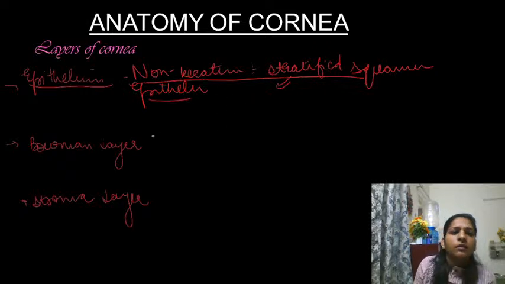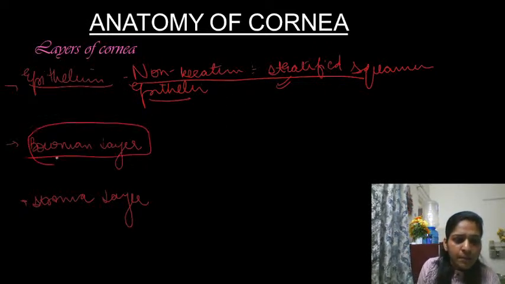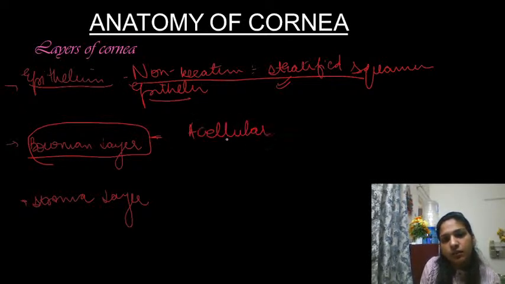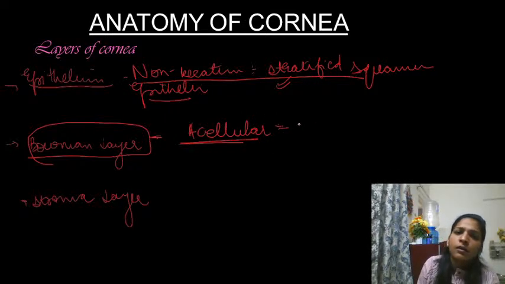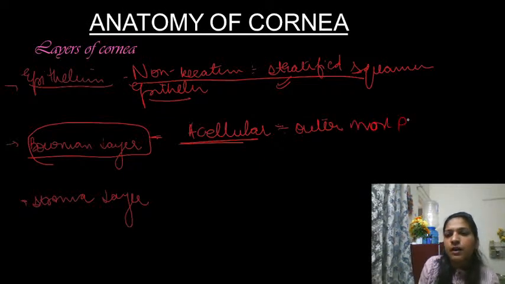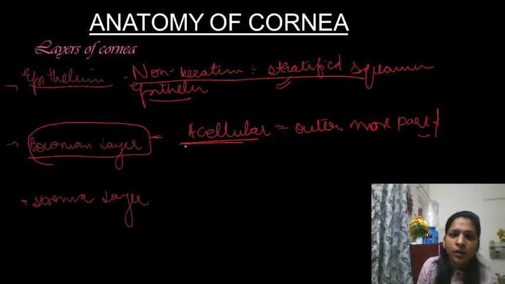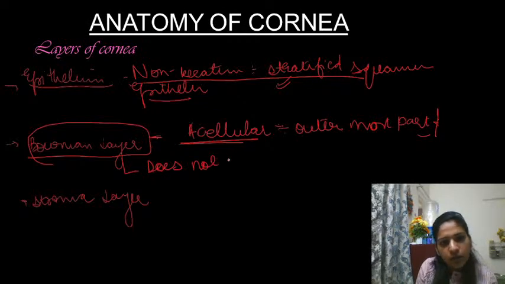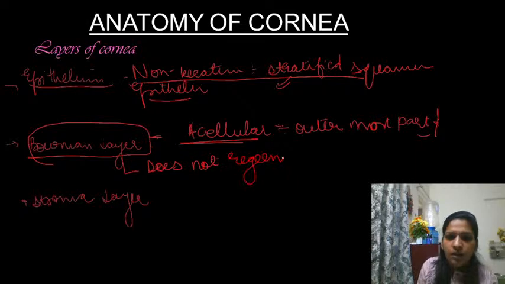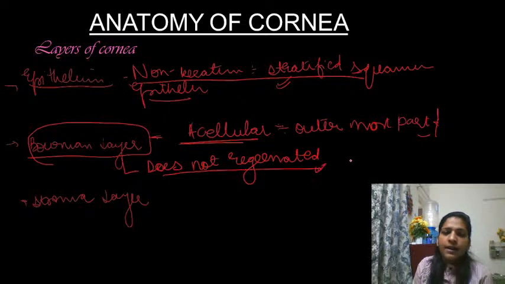Now coming on to the Bowman's layer. This is acellular. No cells are present in this layer. We can say it is the outermost part of the stroma, and it doesn't regenerate after trauma. If at all the cornea is injured or has a pathology, this layer doesn't regenerate.